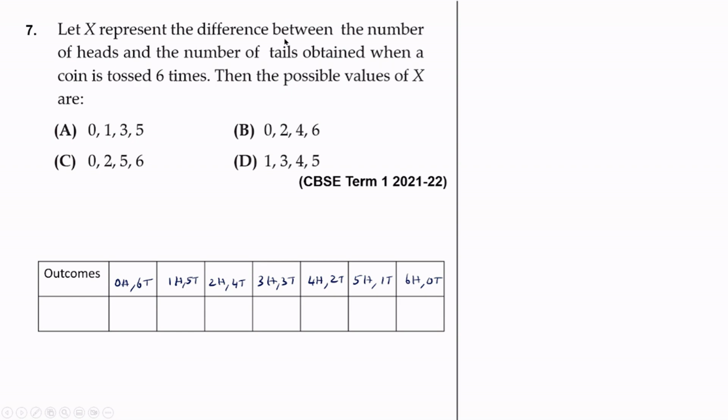Here it is given X is the difference between number of heads and number of tails. So here X will take values 6 minus 0, 6, 5 minus 1, 4. That is the difference between number of tails and number of heads. So this is 6 minus 0, 6. Here it is 5 tails, 1 head, so 5 minus 1, 4. Here it is 4 tails, 2 heads, so 4 minus 2, 2. Here 3 minus 3, 0. Again 4 minus 2, 2. 5 minus 1, 4. 6 minus 0, 6. So the various values which X can take are 0, 2, 4 and 6. So the correct option is option B.